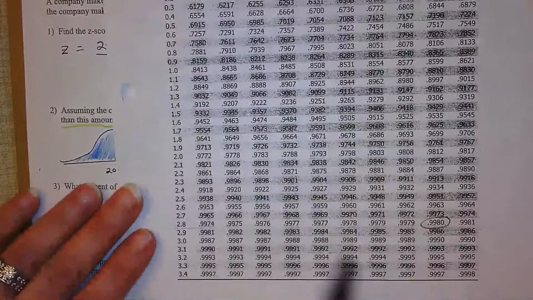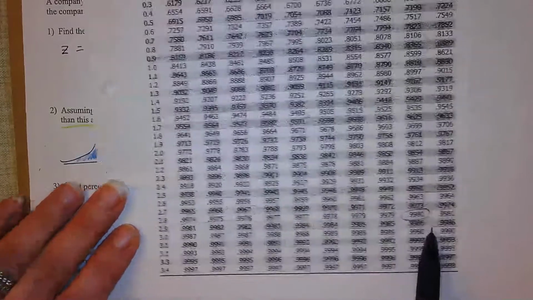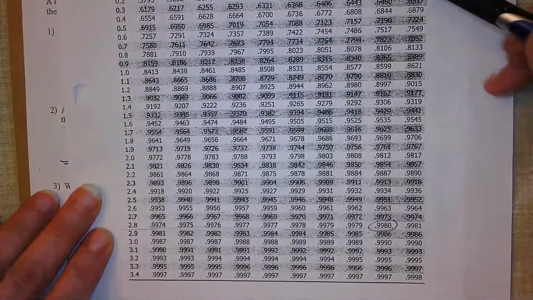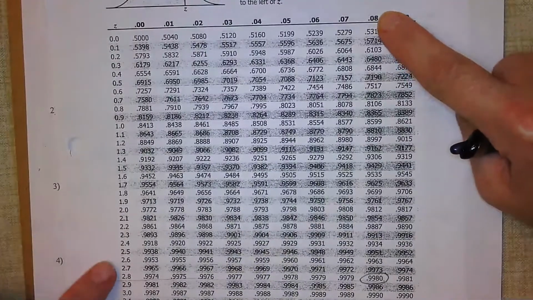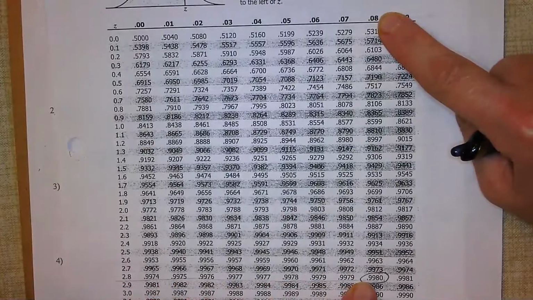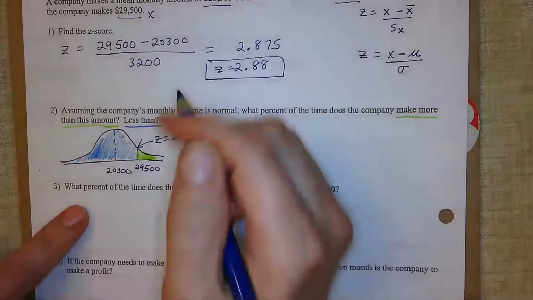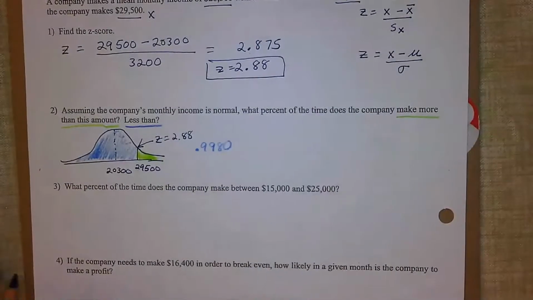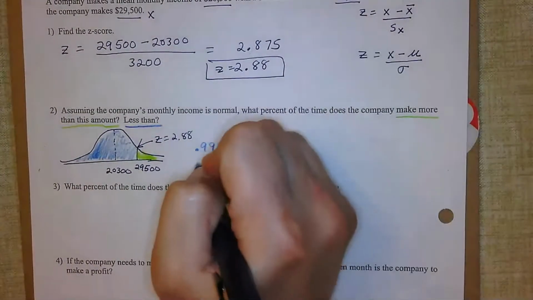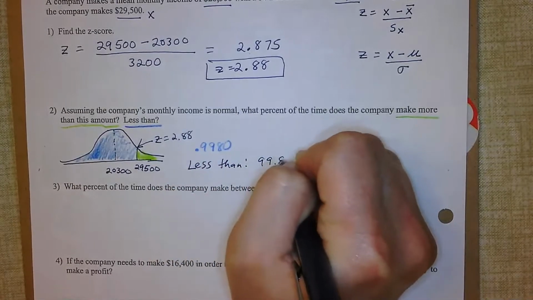To look up 2.88, I'm going to go to 2.8, and I'm going to go across to 0.08. You see, I already had it circled from before. So if I go to 0.08, and I kind of go here at 2.8, and I have my fingers come and line up. Yep, you can see 0.9980 is this area in the blue. So I know that this area here is 0.9980. Well, that tells me that less than is going to be 99.8% of the time.